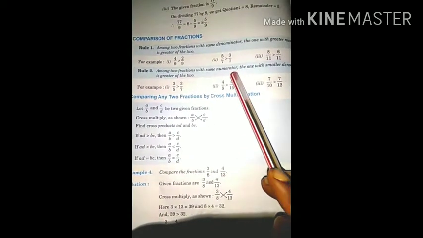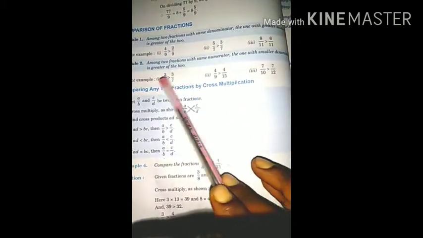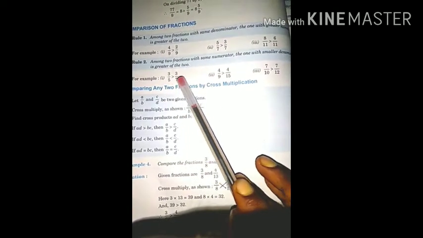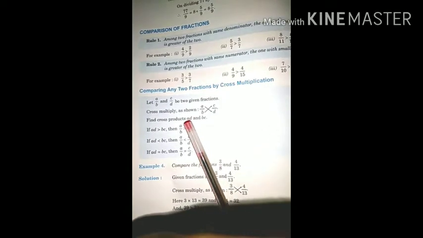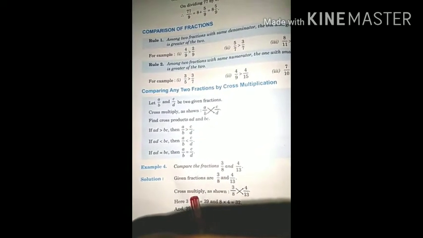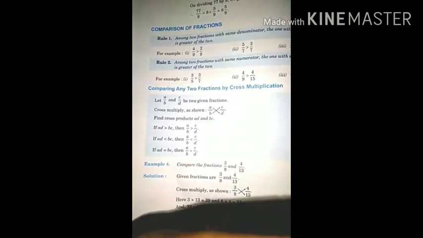Among two fractions with the same numerator, the one with the smaller denominator is greater. Take 3 by 5 and 3 by 7. Their numerators are the same, 3 and 3. In that case, the fraction with the smaller denominator is greater. Since 5 is smaller than 7, 3 by 5 is greater than 3 by 7.